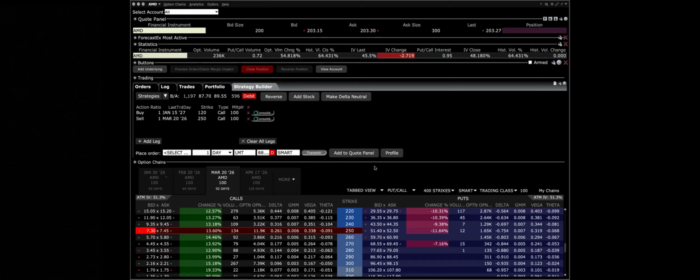Jonathan's asking what platform is this? This is IBKR, Interactive Brokers Option Chain. Amazing platform. I have no affiliation to them at all. I use them.